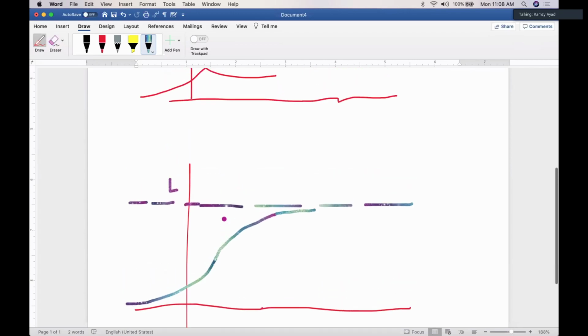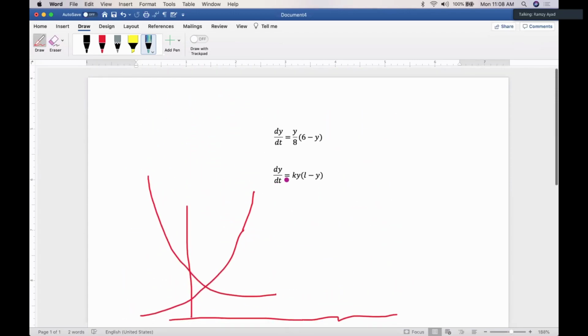Okay? So basically we say the rate of growth of the population is directly proportional to the population itself, and to a limit minus the population. That's what the logistic differential equation should look like.